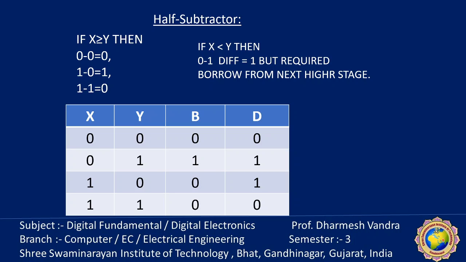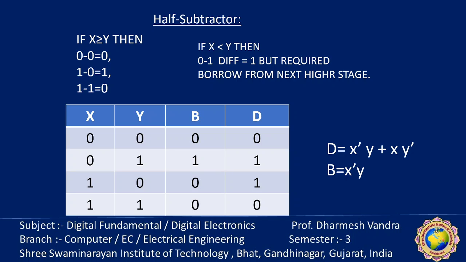So in the form of expression, the difference is equal to x dash y plus x y dash, or we can say that it is an equivalence gate, or we can say that it is an XOR gate. While borrow is x dash y. So the Boolean functions of these two outputs of the half subtractor are directly from the truth table. D is equal to x dash y plus x y dash, while borrow is equal to x dash y.